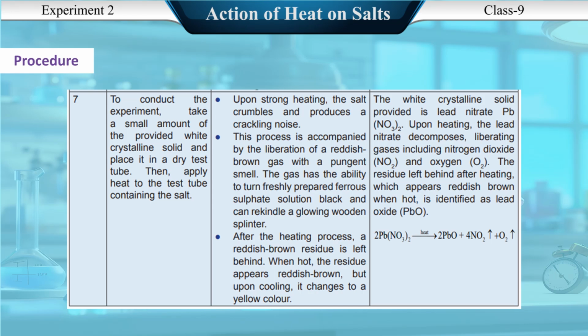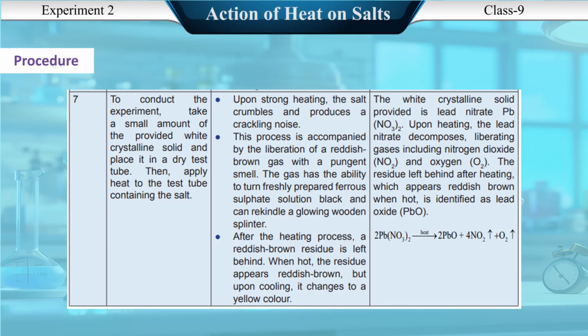7. To conduct the experiment, take a small amount of the provided white crystalline solid and place it in a dry test tube. Then, apply heat to the test tube containing the salt. Upon strong heating, the salt crumbles and produces a crackling noise. This process is accompanied by the liberation of a reddish-brown gas with a pungent smell. The gas has the ability to turn freshly prepared ferrous sulfate solution black and can rekindle a glowing wooden splinter.